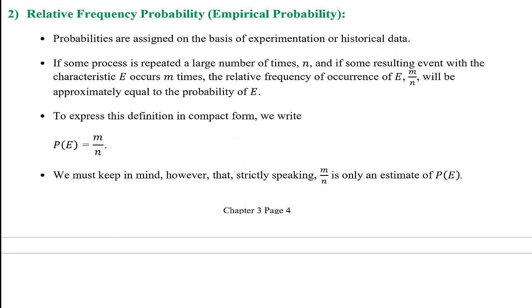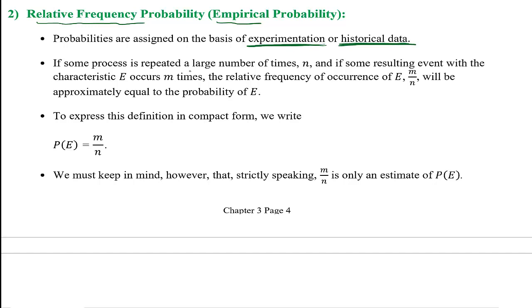The second approach to probability is called the Relative Frequency Approach or Empirical Approach. Probabilities are assigned on the basis of experimentation or historical data. Probabilities in this approach are calculated through an experiment or through historical data.